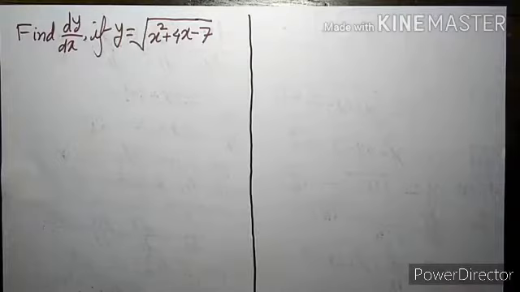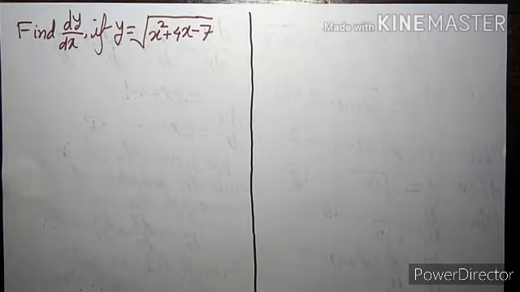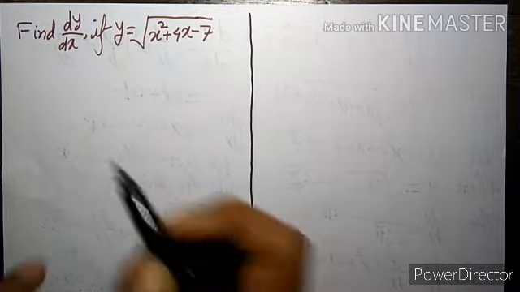So now let us start with the example. Find dy by dx if y is equal to under root of x square plus 4x minus 7. So once again we'll write the given equation in the solution.